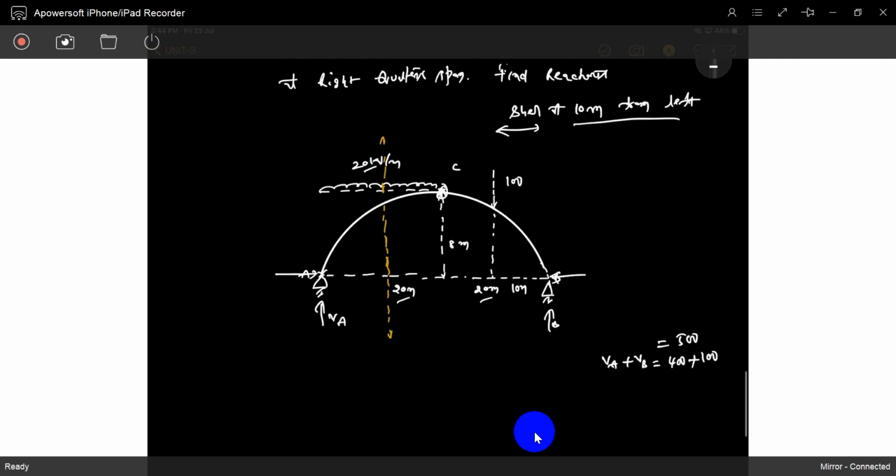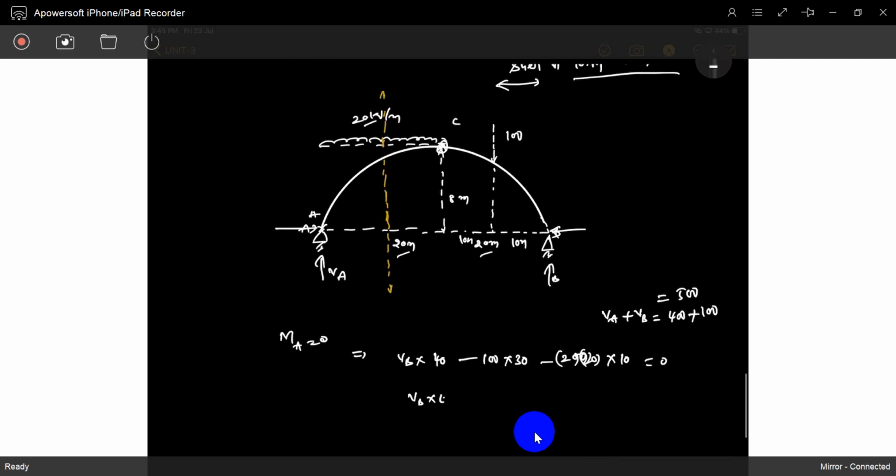Now take the moment at A. The moment at A is 0. Bending moment is also 0, but we take it from one side, because A is a hinge joint, so moment is 0. Taking moments with respect to A: VB multiplied by 40, minus 100 multiplied by 30, minus 100 multiplied by 10, minus the uniformly distributed load, 20 multiplied by 20, which is 400, acting at 10 meters, is equal to 0.